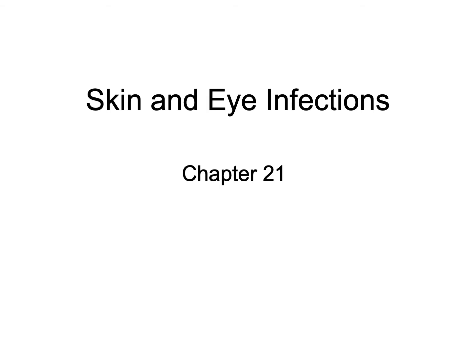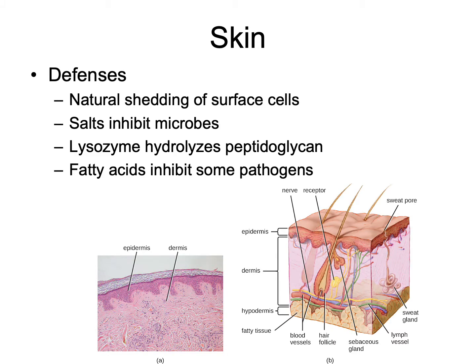So let's begin. Chapter 21, Skin and Eye Infections. Our integumentary system, our skin, is an excellent defense for us. It helps to protect us in many different ways. We have multiple layers that compose our skin. And what's interesting about it is that it can replace itself every 28 days.